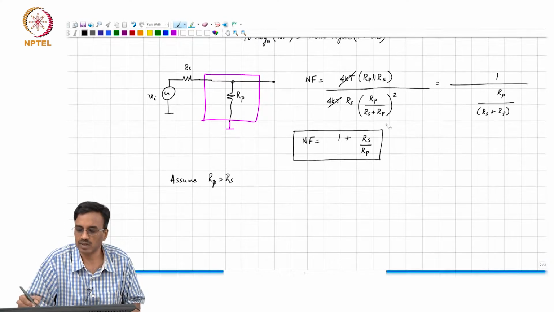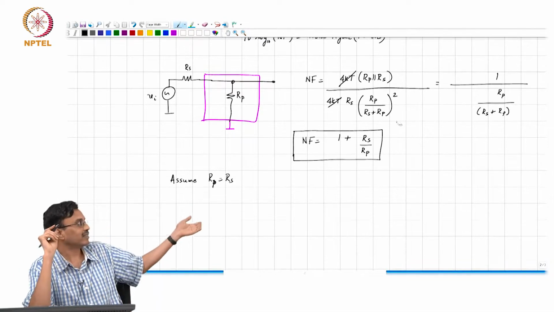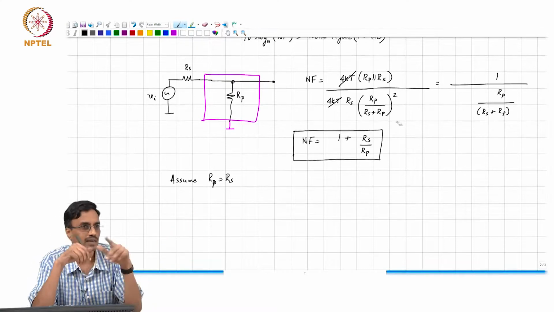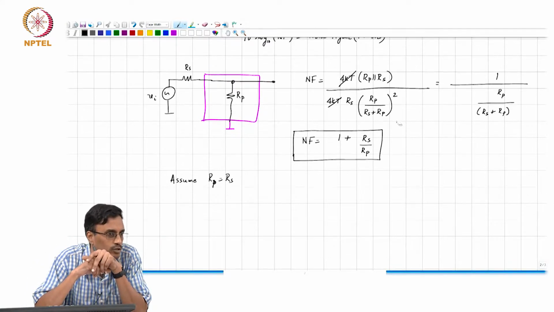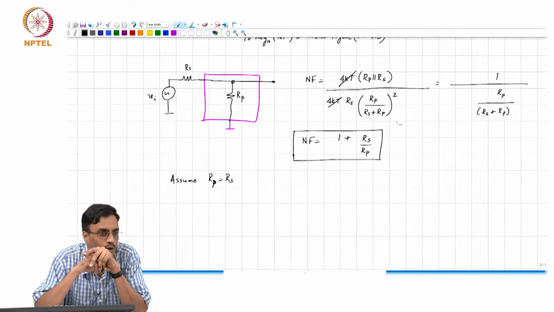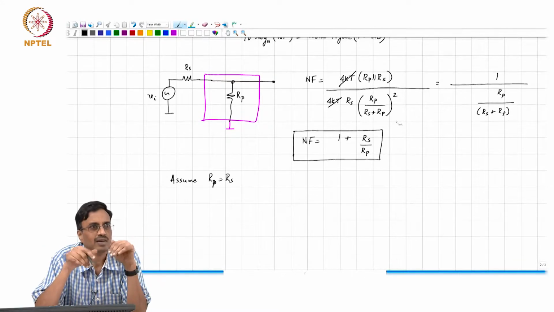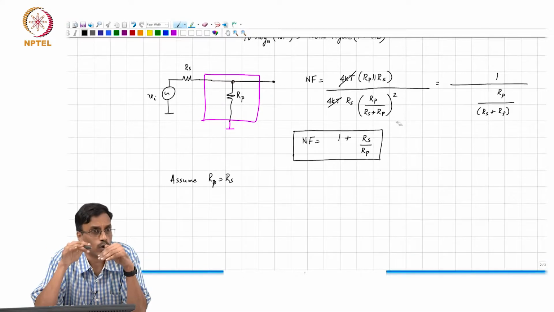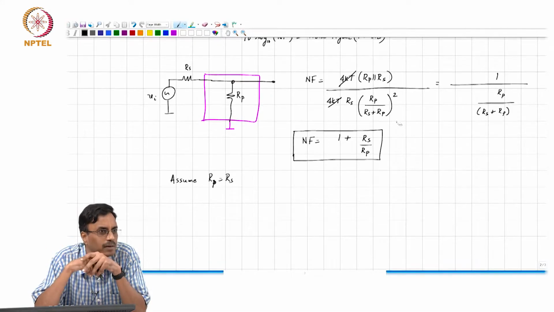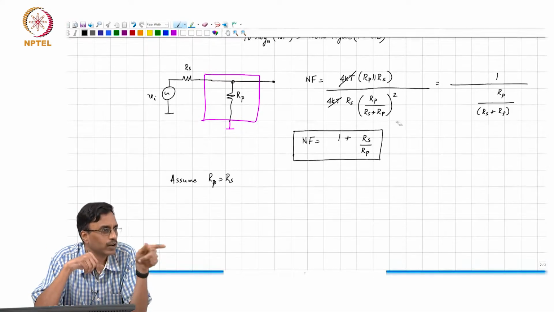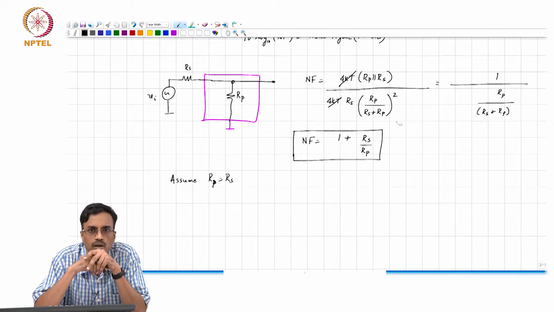And that's what the equation is telling us. If RS is equal to RP, then the noise factor is 2, which means that the output SNR is lower than the input SNR by a factor of 2. The noise factor does not say anything about the absolute noise floor. It is only quantifying how badly you have done with respect to SNR, right.